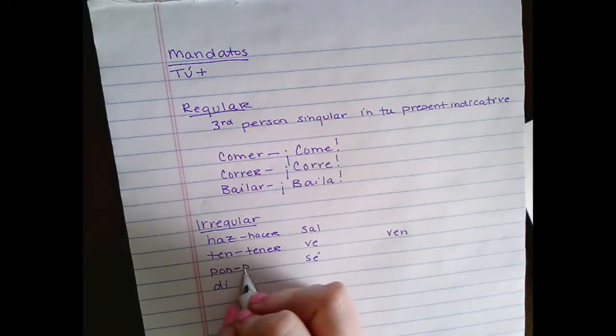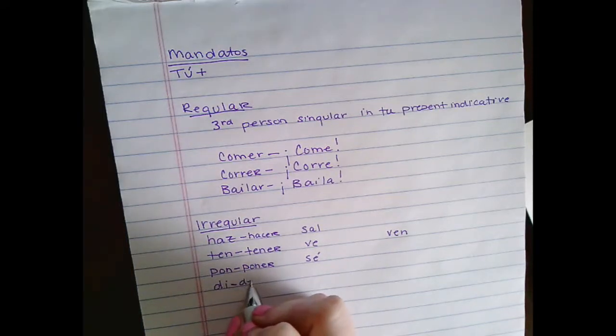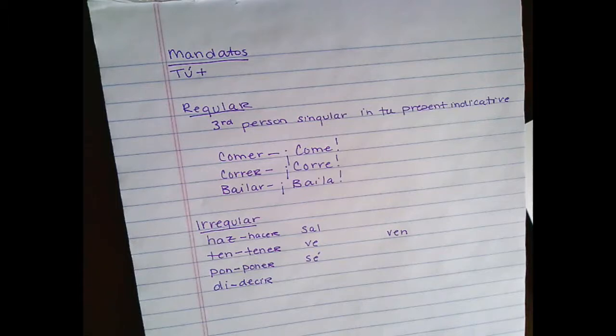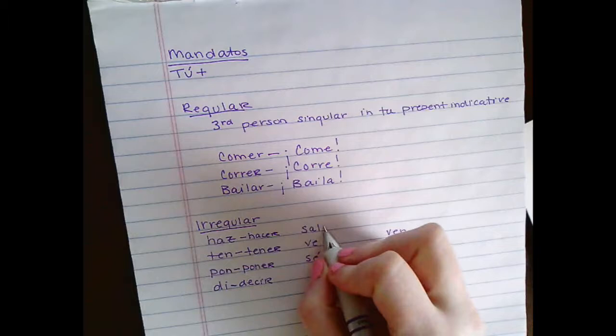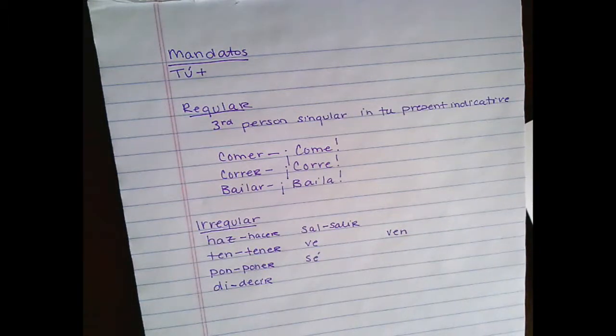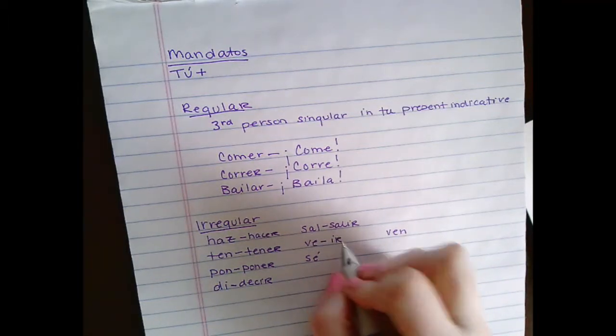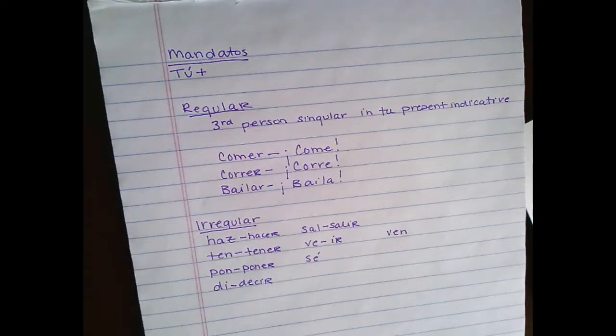Pon comes from the verb poner. So I might say pon la mesa, set the table. Di comes from the verb decir, so I might say di la verdad, tell the truth. Sal comes from the verb salir, so I might say sal de la clase, which means leave the room. Ve comes from the verb ir. A lot of people think it's ver, but it's actually the verb ir. So ve means go. So I might say ve a tu dormitorio. Go to your room.